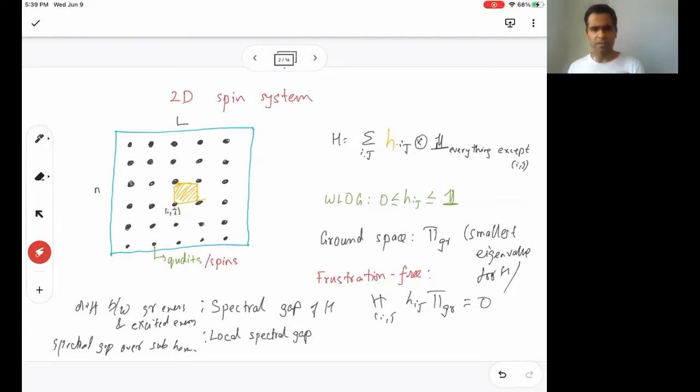So any questions about this setting? Sorry for the bad handwriting, by the way.